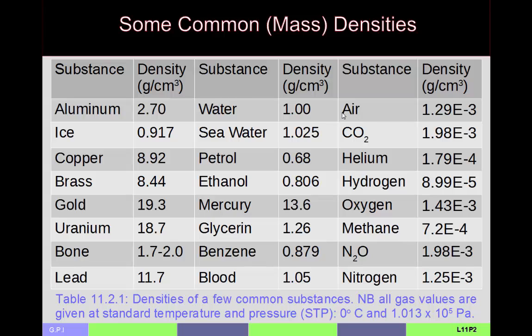Among other things, note that air has a density of about 1.29 times 10 to the minus 3 grams per cubic centimeter. That's the same as 1.29 kilograms per cubic meter. So gases tend to be quite a bit less dense than, say, liquids or solids.